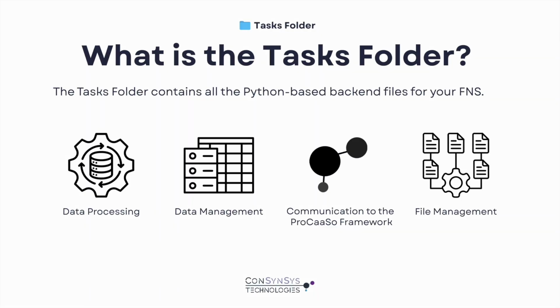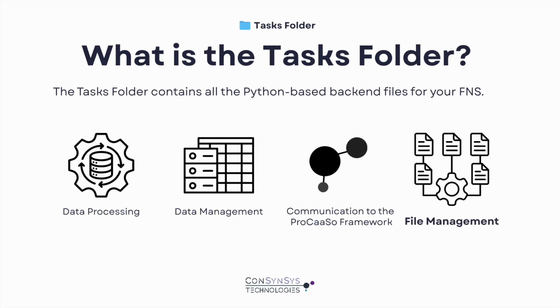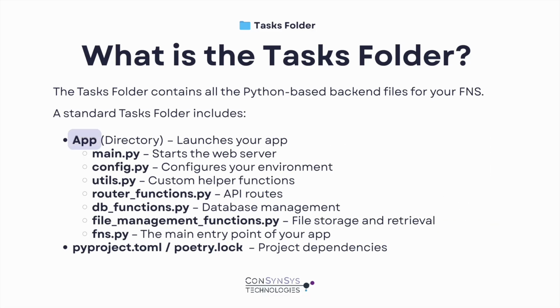The task folder is the backbone of your FNS application. This is where your Python code handles data processing, data management, communication with the ProCaaSo framework, and file management. Every task directory includes a subfolder called app, with required files like main.py, config.py, and fns.py, and optional custom files such as utils.py or routerfunctions.py, which extend functionality. Let's walk through each one.